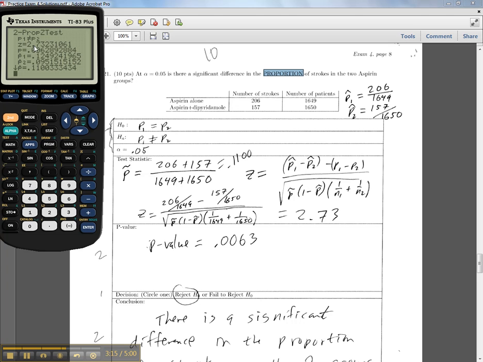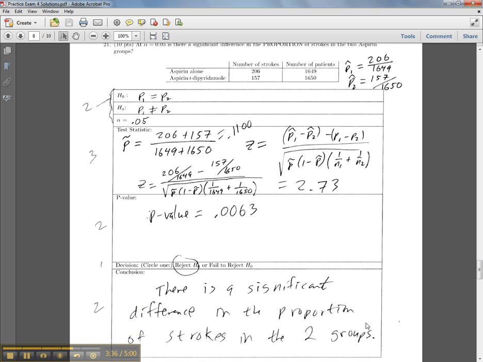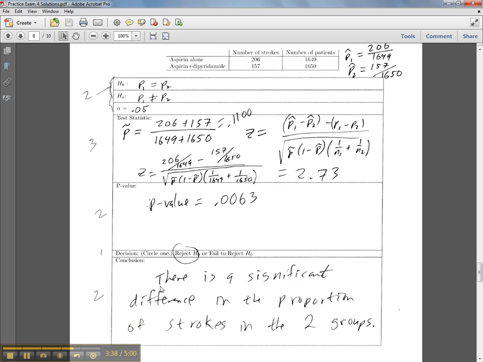All right, calculating, 2.73 right here is my z value, my z statistic. P-value is 0.0063, so they round that off. And then to make a decision, we compare our p-value to the alpha level. So 0.0063 is less than 0.05, so we reject the null. And if you don't make a good conclusion, then you don't get full credit. So the conclusion part is pretty important.